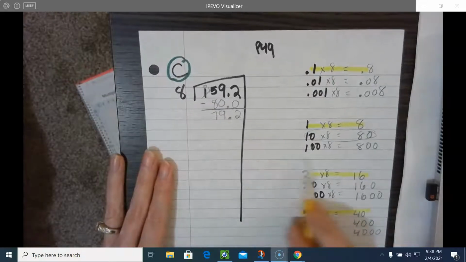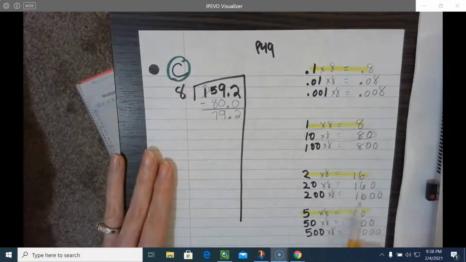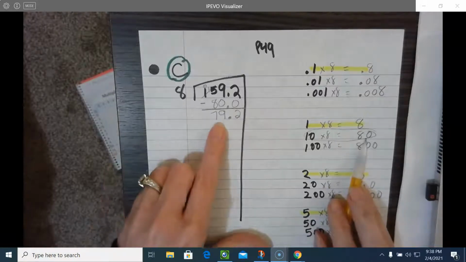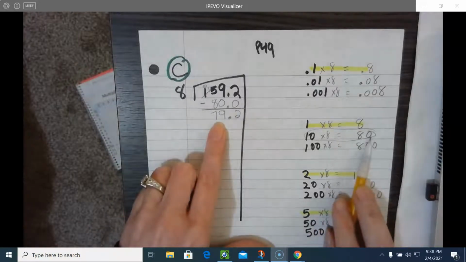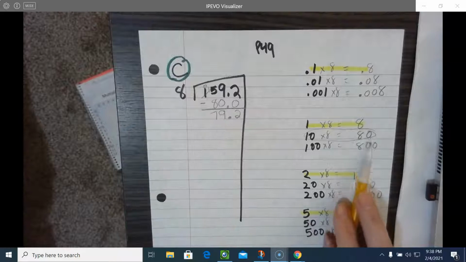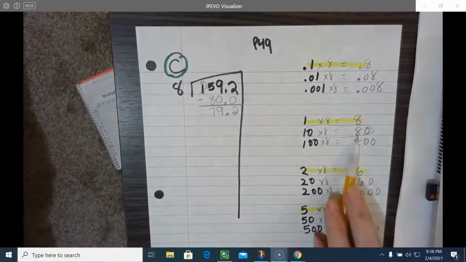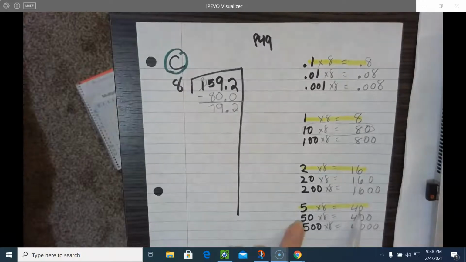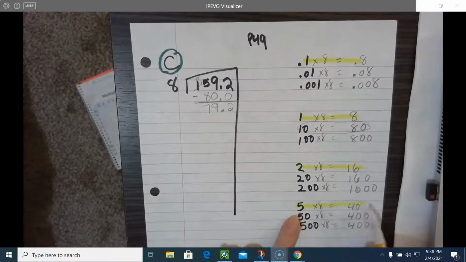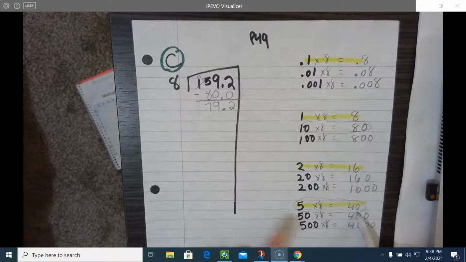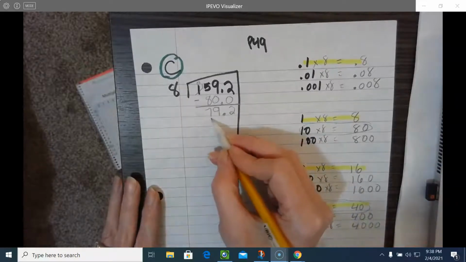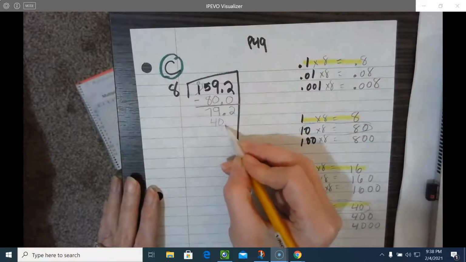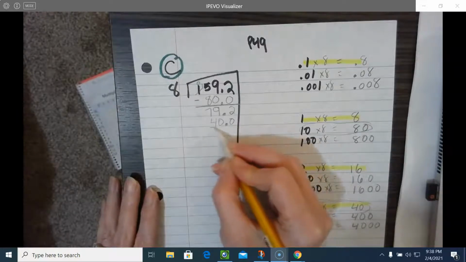I want to get close to 79, but not over. Ooh, this 80 would have been perfect, but it's too big. So now I want to go to a number that's maybe still in the tens. Here's that's 160. Here's a 40. I think that's as close as I can get. So this is where I'm going to go. So the 40 goes here, my decimal, and then a 0.